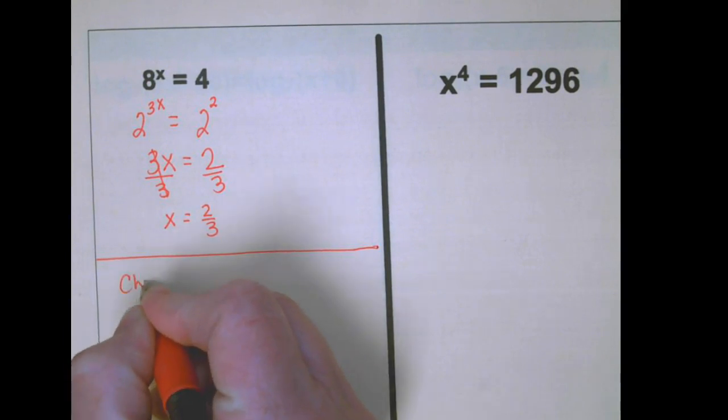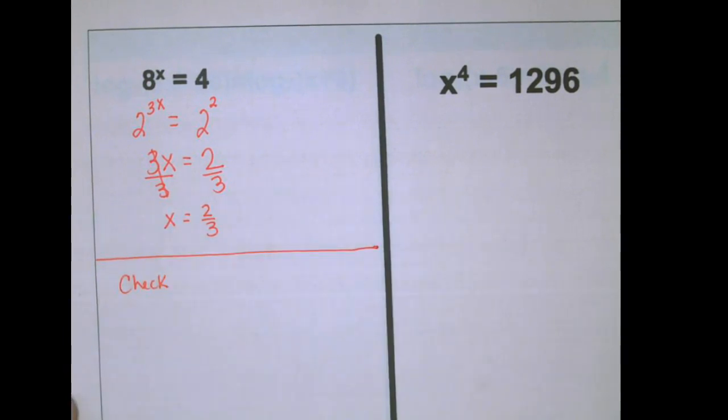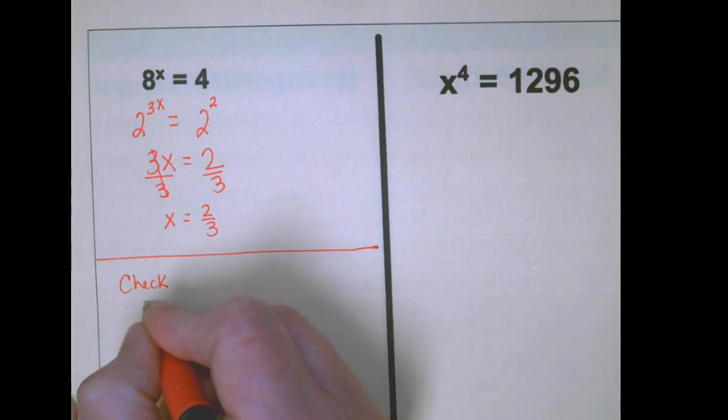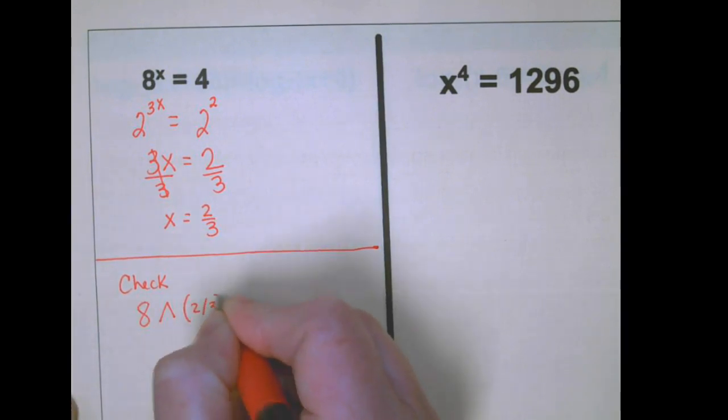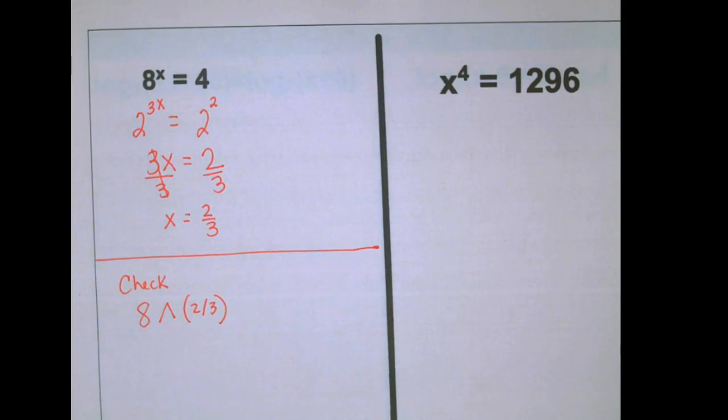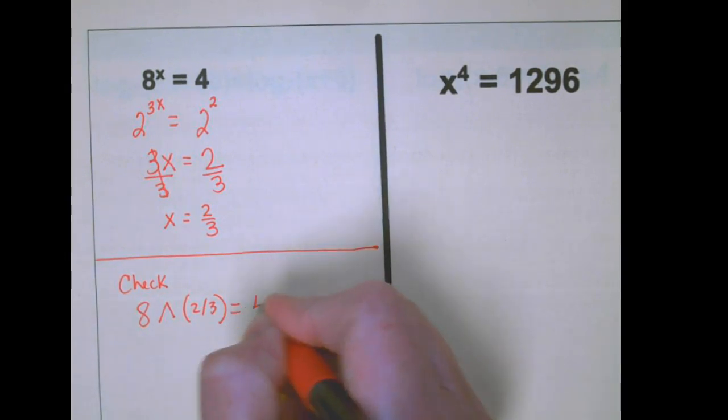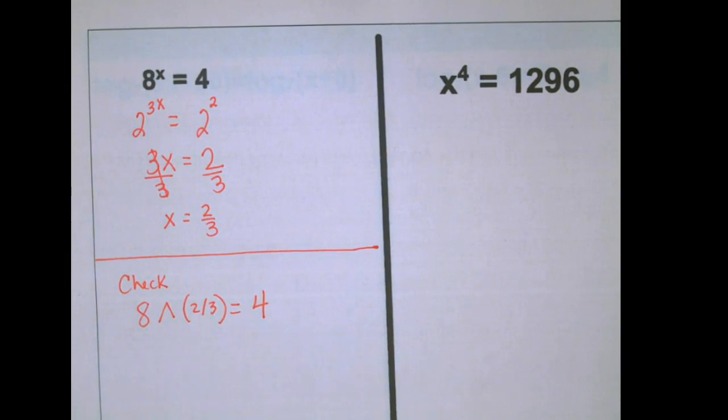You can check it by putting it in your calculator. 8 raised to the 2/3 power. If you're checking it with your calculator, you must have a parentheses around the 2/3 power. If you put that in your calculator, you will see that it is equal to 4.